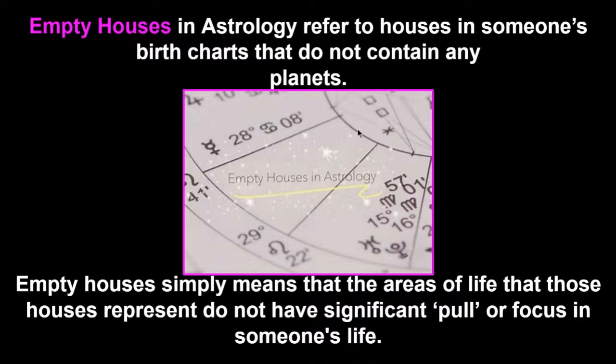Okay, so when you see an empty house or you're aware of an empty house, in astrology it refers to houses in someone's birth chart that do not contain any planets. So that's what that means. But also, not for anyone to worry. Remember, I said no stress, no pressure, because these birth charts are simply a picture of the sky at the moment you were born. That's it.